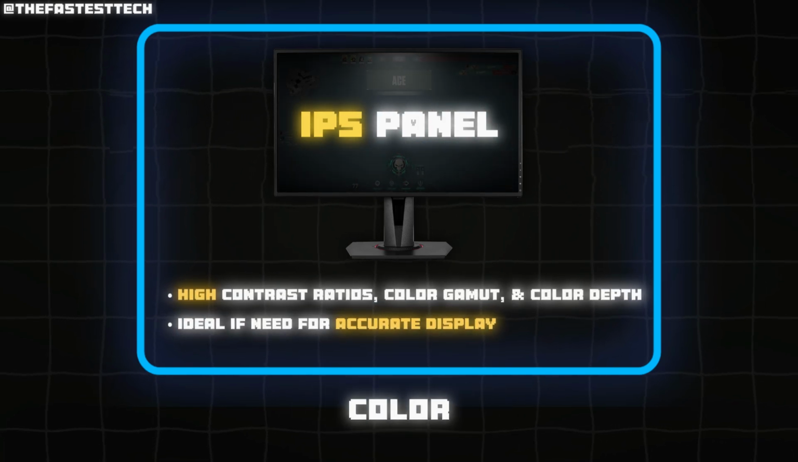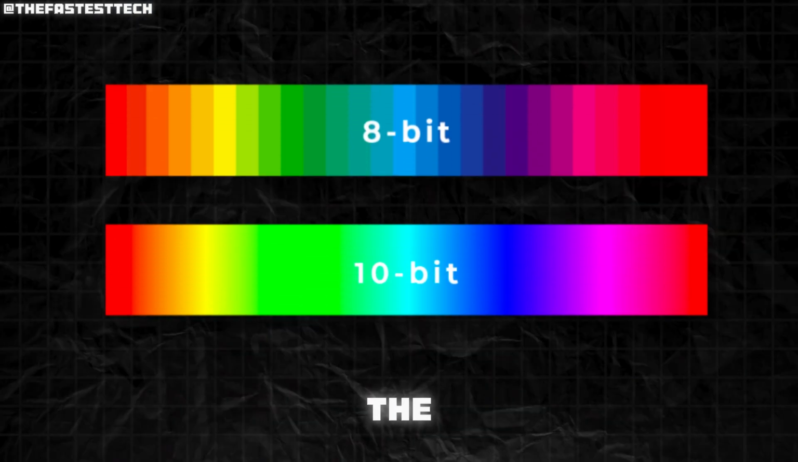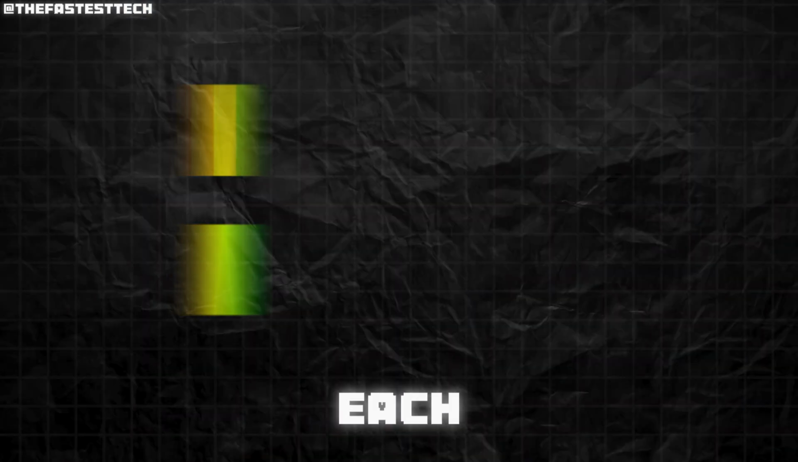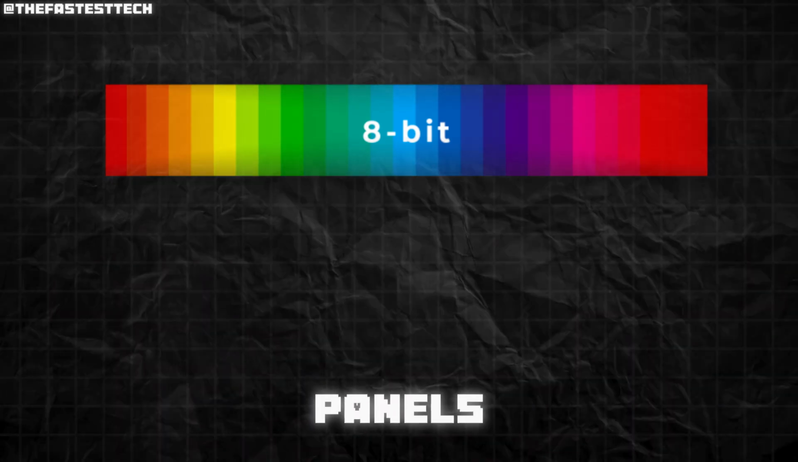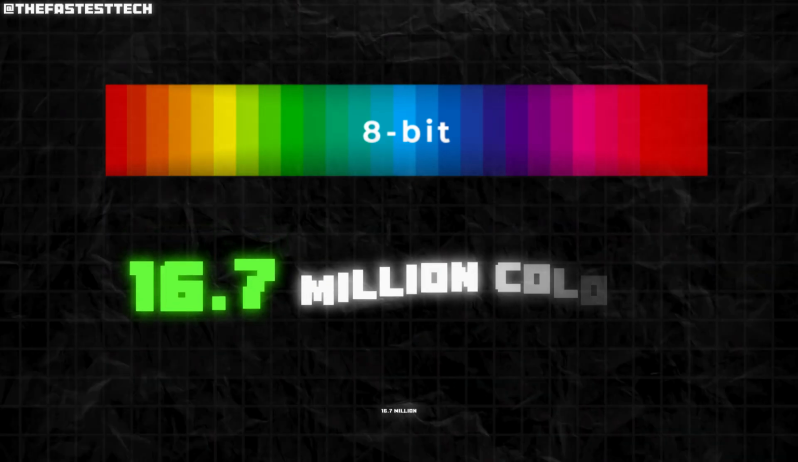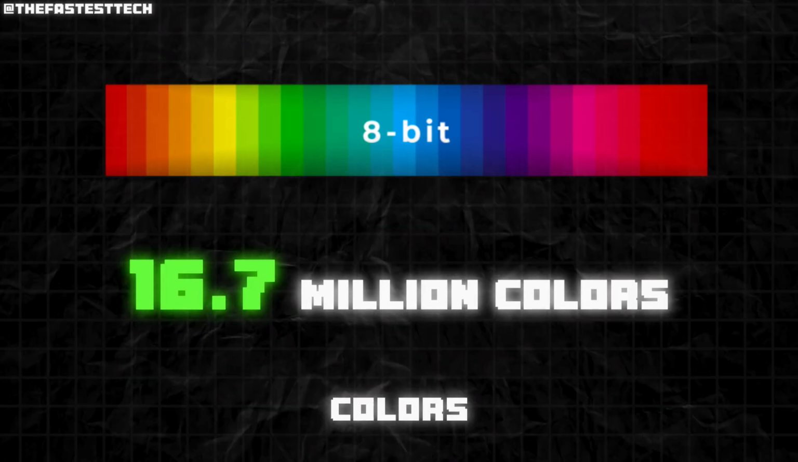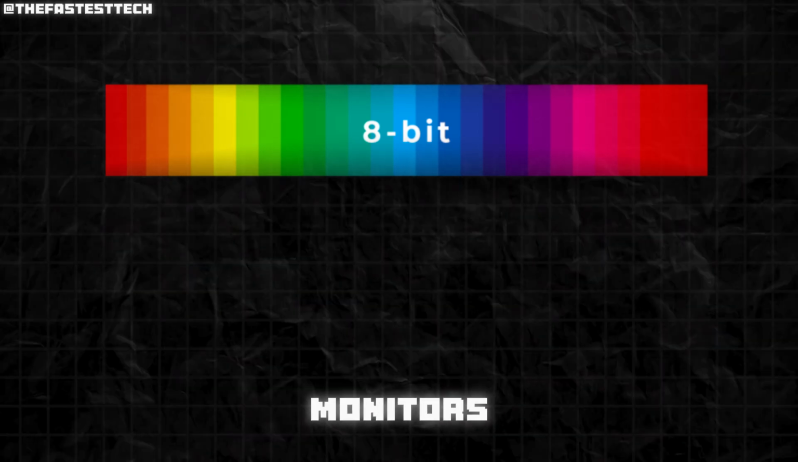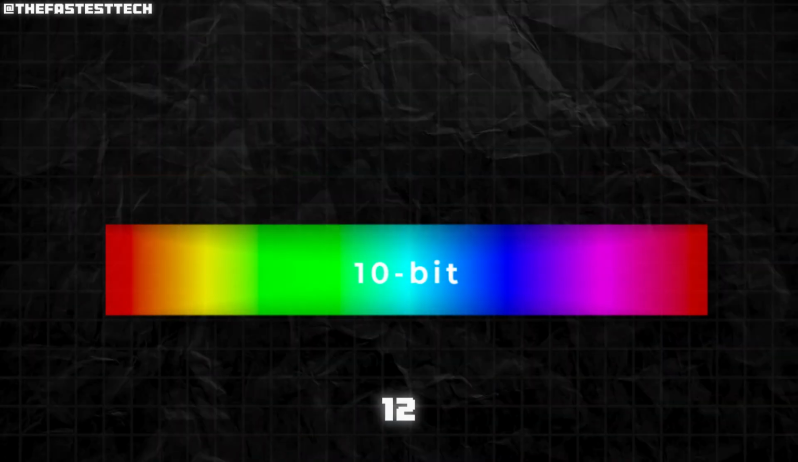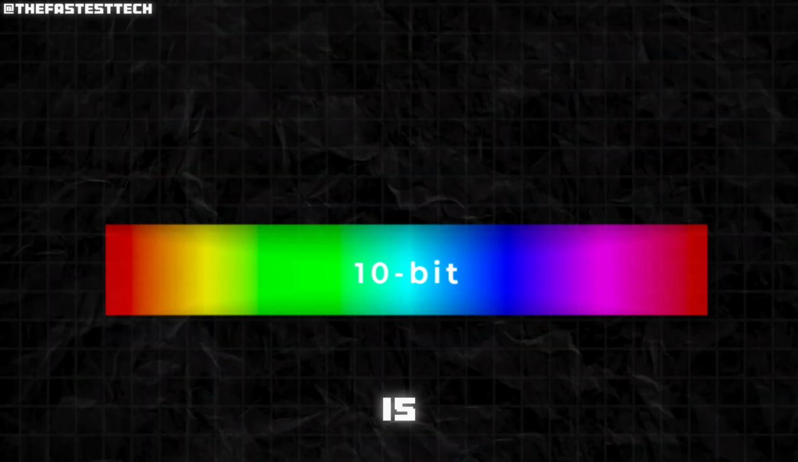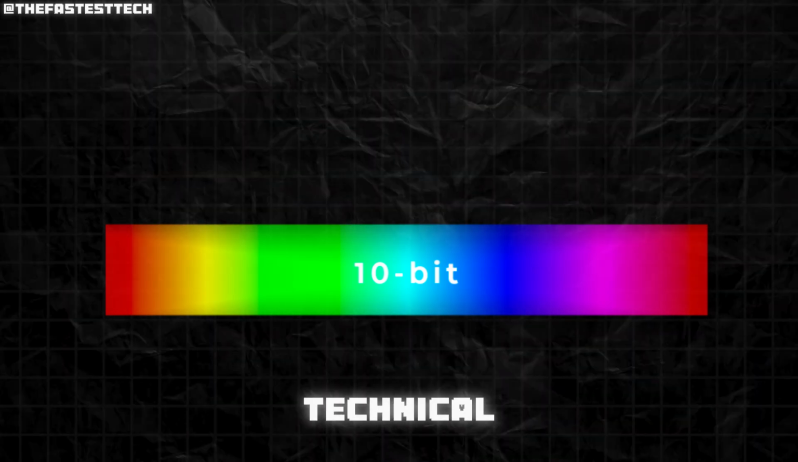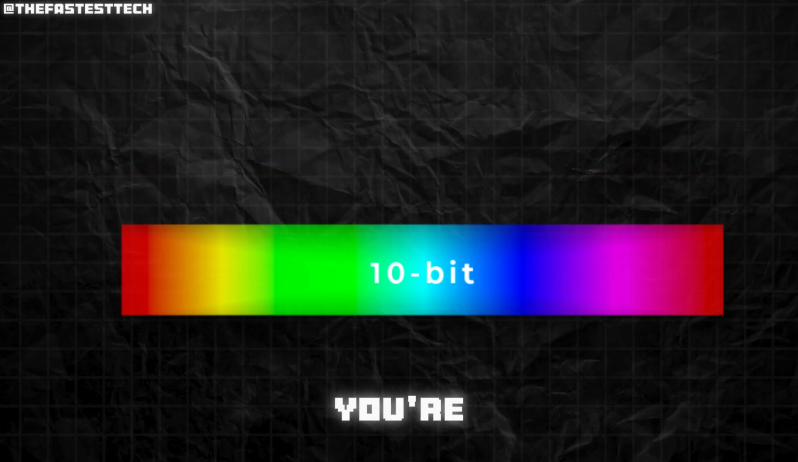Let's talk about color depth. This refers to the number of bits used to represent each color channel. Most monitors these days use 8-bit panels, which means they can display 16.7 million colors. But some higher-end monitors use 10-bit or even 12-bit panels, which can display billions of colors. This is important to note while looking at the technical specifications of the monitor you're looking for.